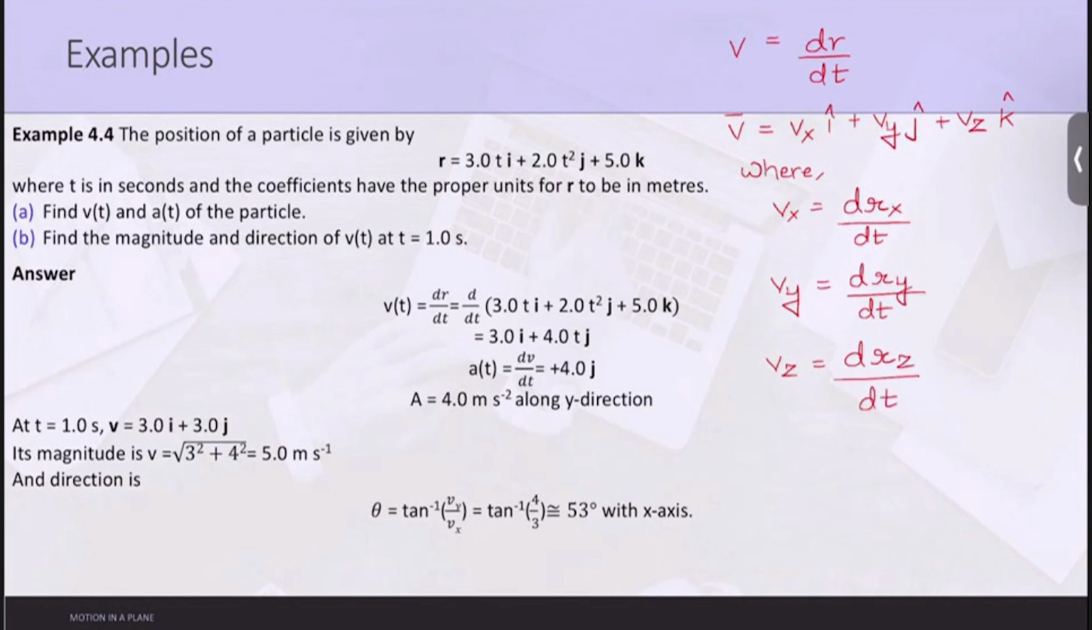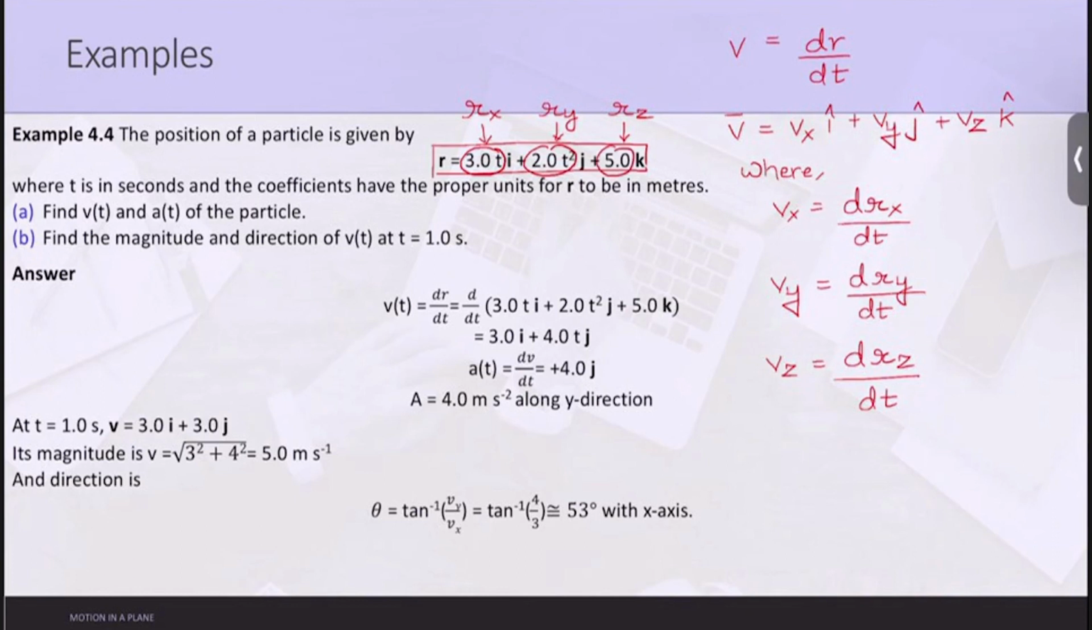Correct? What are Rx, Ry, Rz? These are nothing but the resolved components of the position vector which is given to you in the question. So evidently, this is your Rx, 3t, this is your Ry, which is 2t square, and this is your Rz, which is 5k. Please remember that this is the component which is to be used.